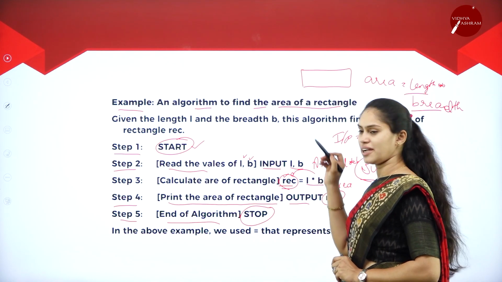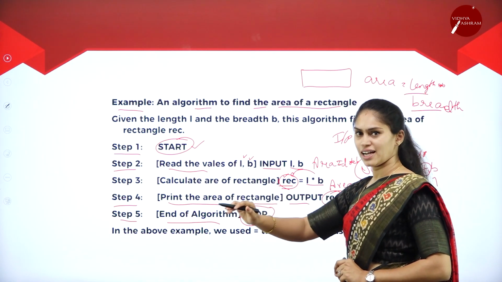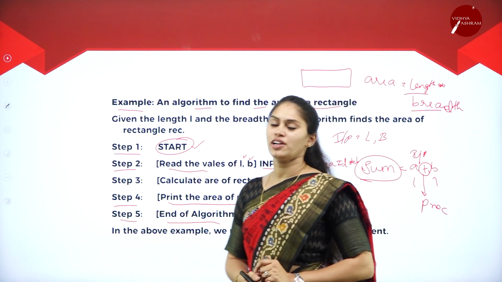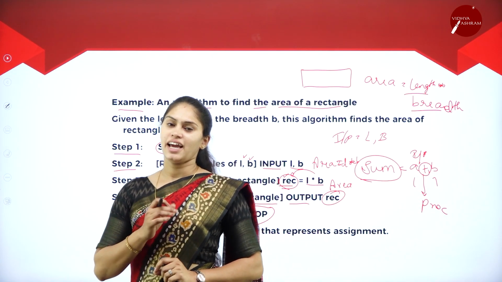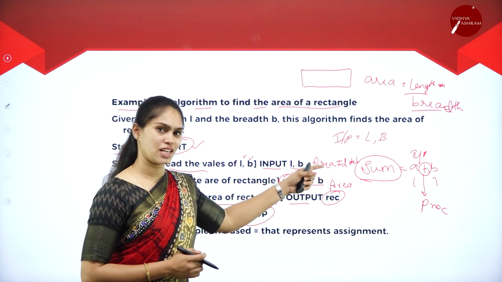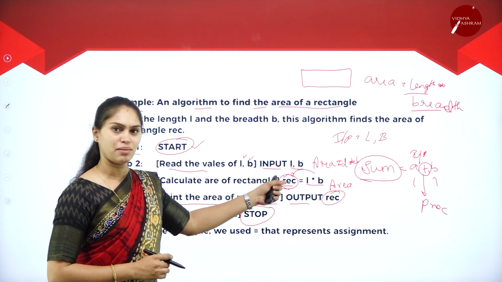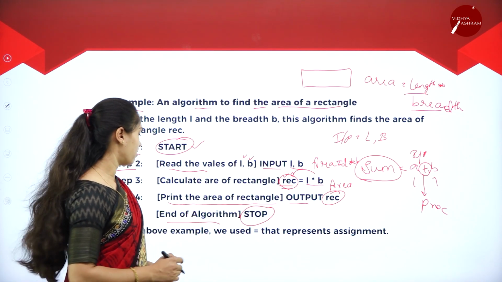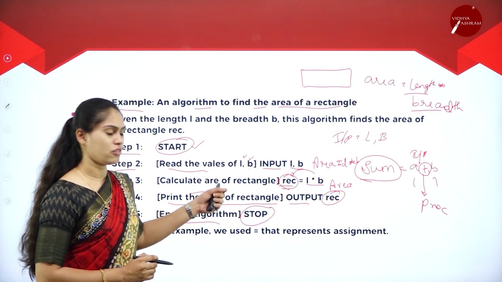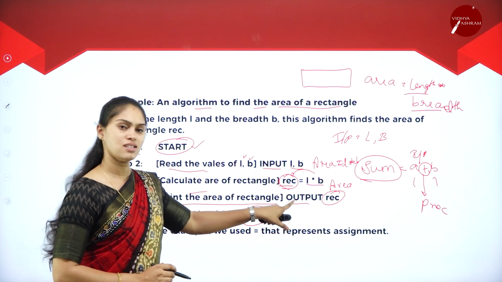So first we need to start, then we are supposed to read the values or input, that is for this context L and B, that is length and breadth. Then we have to calculate. How to do the calculation? In order to find the area of a rectangle, area of rectangle is equal to L into B. Whatever value is given to L and B will be copied to this variable. Once I am done with processing, I have to display the value, so that is print the area of a rectangle. Output we are doing. So this is input, this is output.